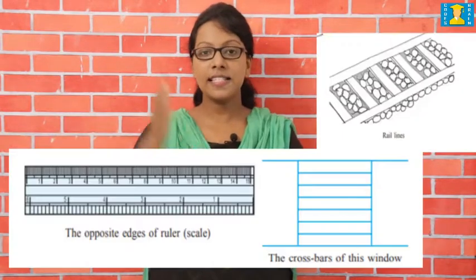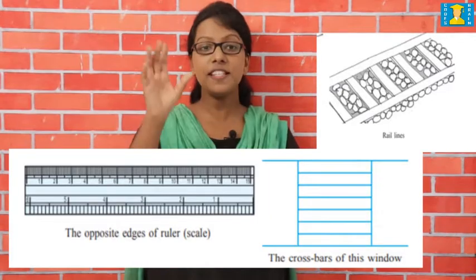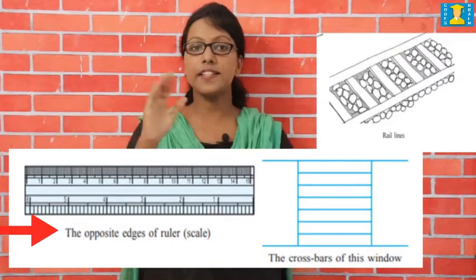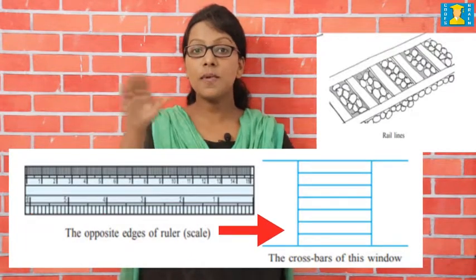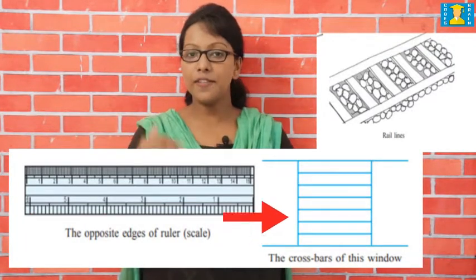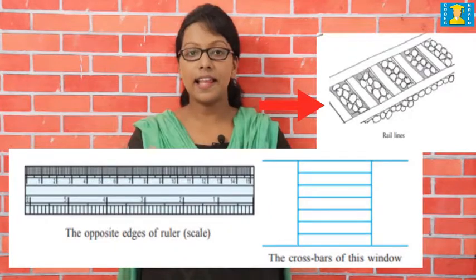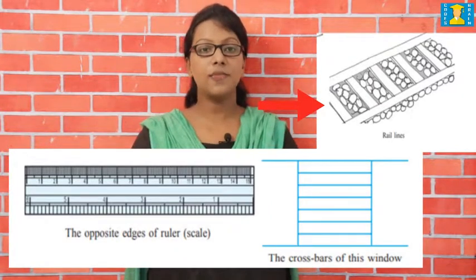Next we are going to see parallel lines. Can you identify parallel lines in the following figures? See these figures. The first figure indicates the opposite edges of a ruler. The second figure indicates the crossbars of the window. And the third figure is indicating rail lines. Lines like these which do not meet are said to be parallel and are called parallel lines.